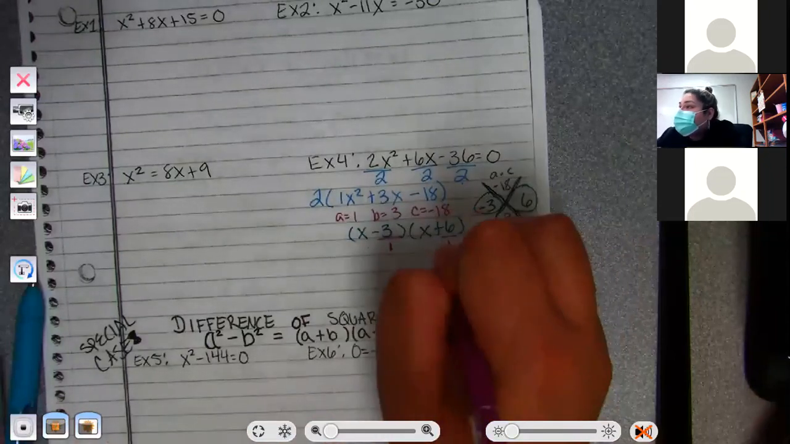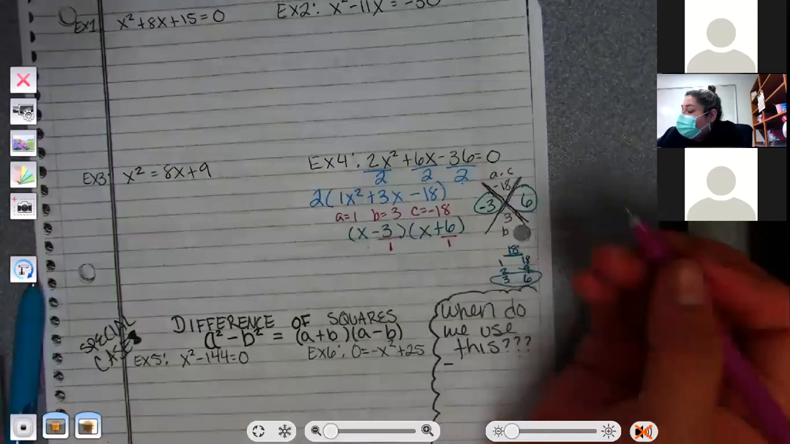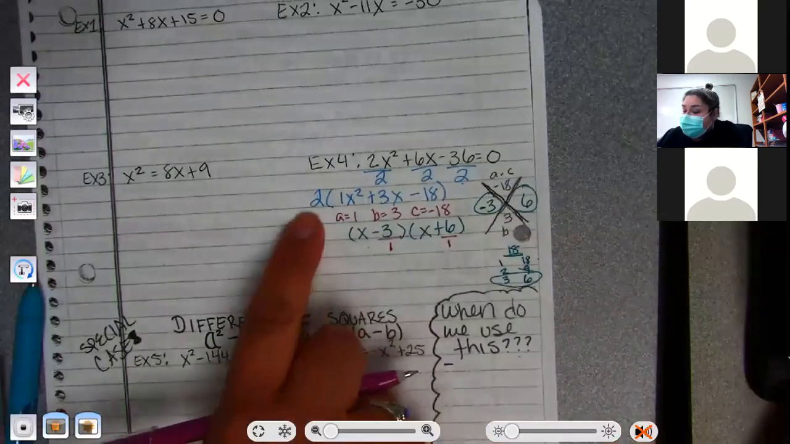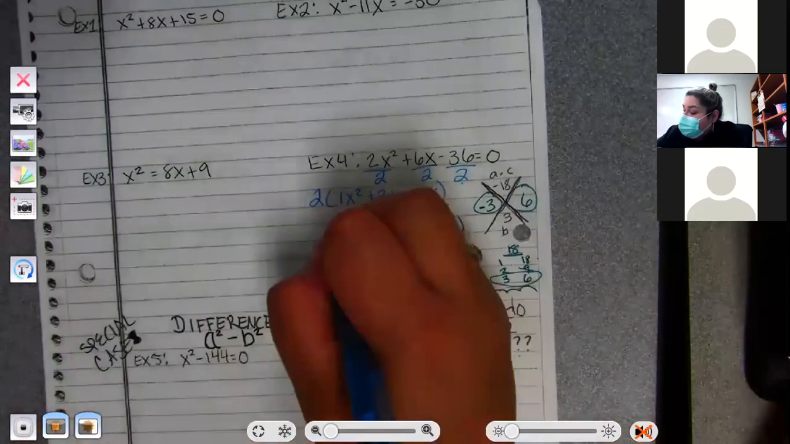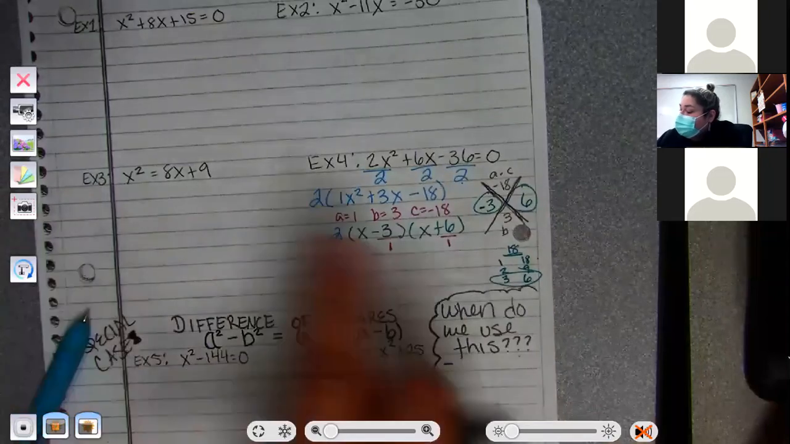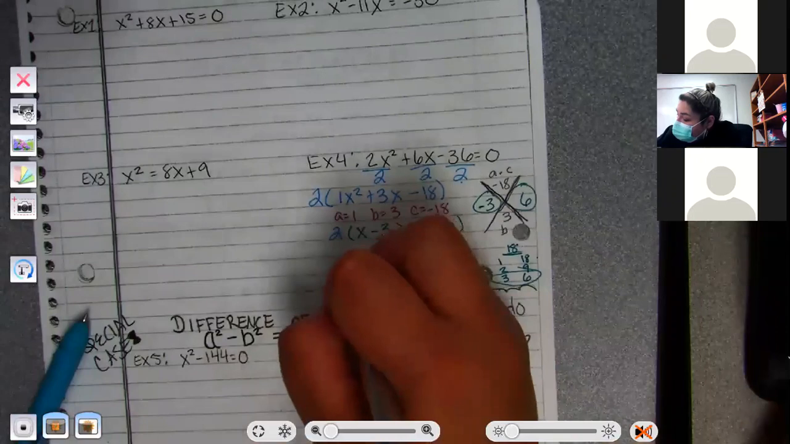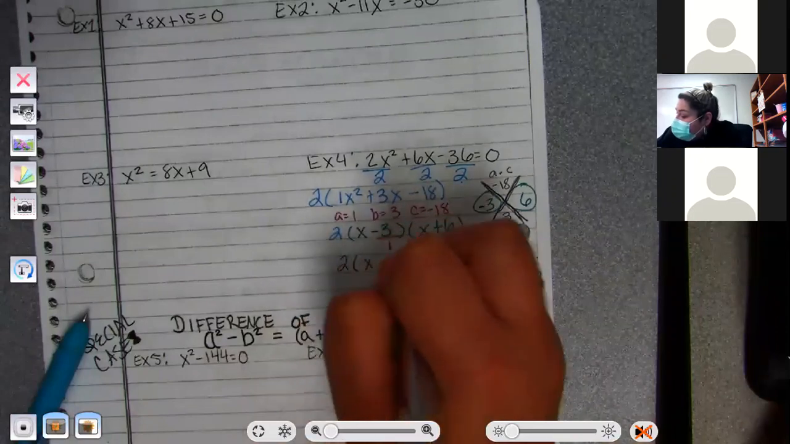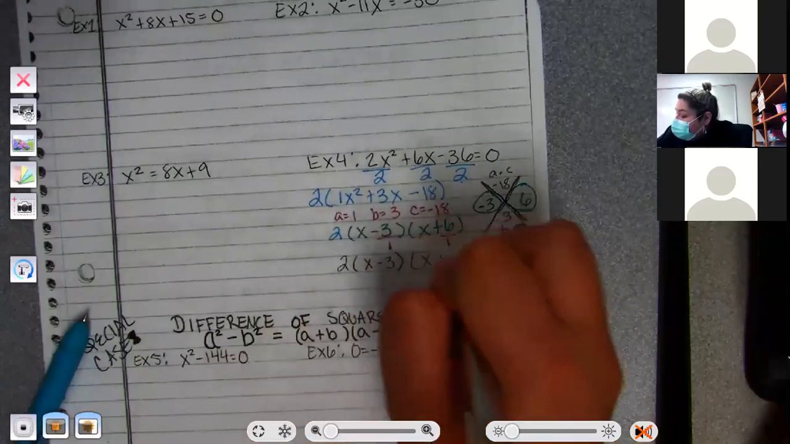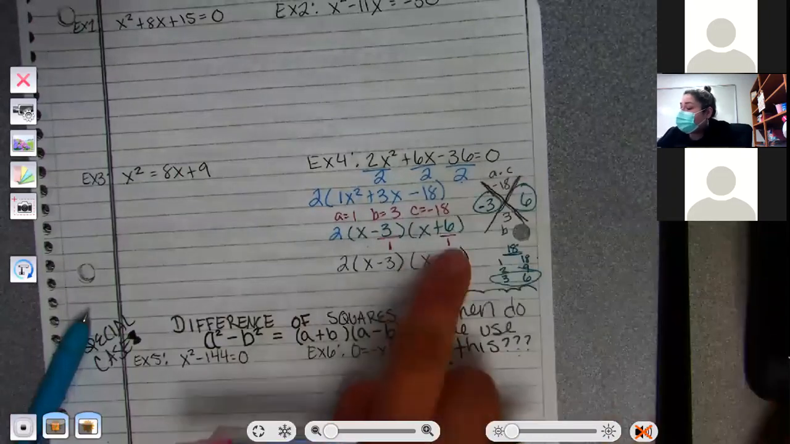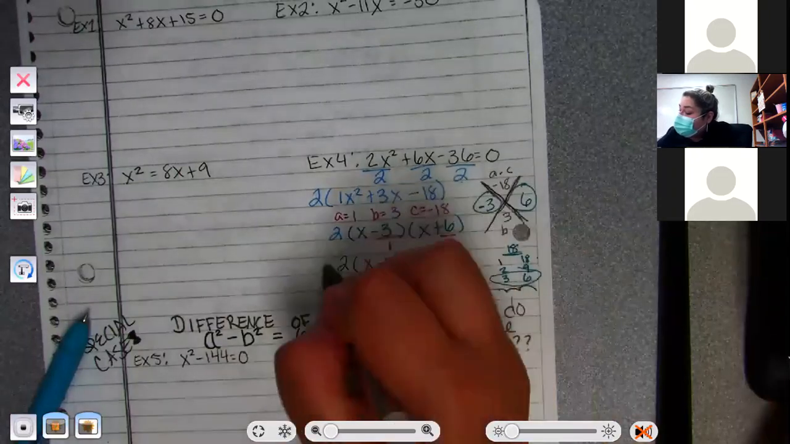So is a 1 going to change anything? No. So remember, what do we need to not forget about? We need to not forget about that 2, right? So this is not going to change anything. So your factor form is going to be 2 times X minus 3 times X plus 6, right? This 1 doesn't change anything. So this is your factor form.